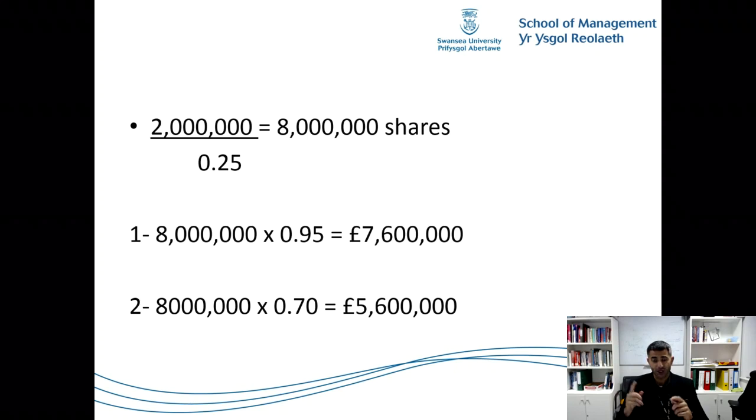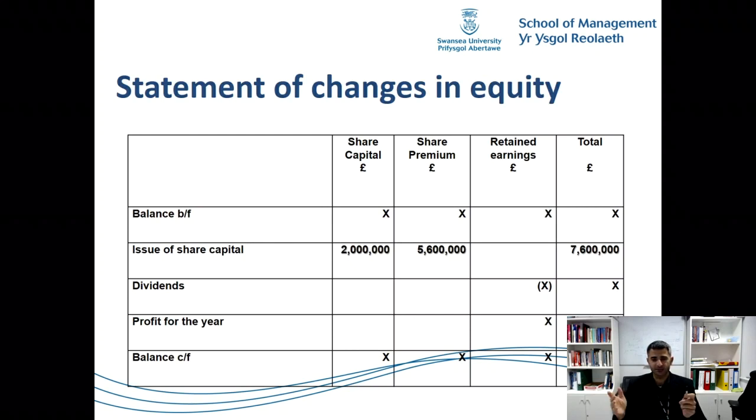So the market capitalization of £7,600,000 is divided into the share capital of 2 million and the share premium of £5,600,000. Good. And if you want to put it in the statement, here we go: share capital 2 million, share premium 5,600,000, and the total £7,600,000.